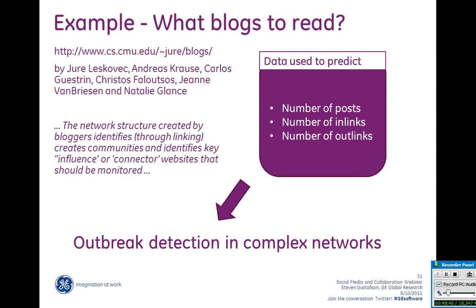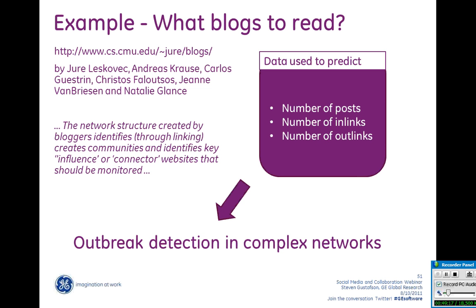Using the number of posts a website makes, the number of inlinks it gets, so the links that people make to it, and the number of links it sends out, they were able to create a pretty effective tool. It's still up on the link I have there, where you can read about this work. I think it was from data in 2006, and it identifies which bloggers you should check out. It's all based on the network structure created by people using social media linking, with the assumption that these communities are identified by their key influencers and connectors.